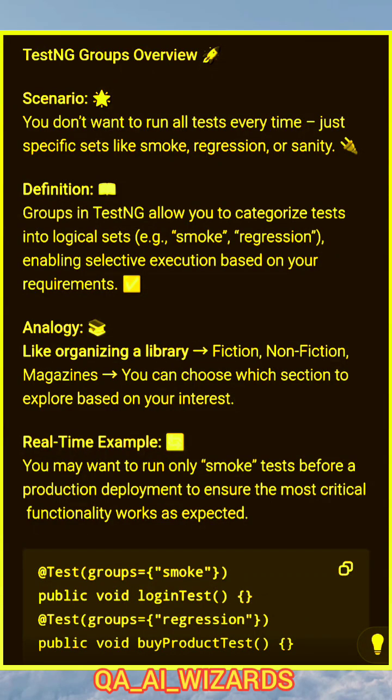So today we are going to talk about the TestNG groups overview. Scenario: you don't want to run all the tests every time, so just specify the sets like smoke, regression or sanity. Definition: groups in TestNG allow you to categorize the tests in logical sets, for example smoke and regression, enabling selective execution based on your requirements.